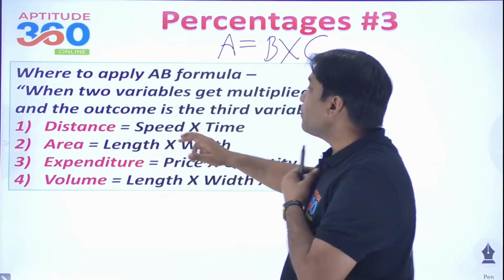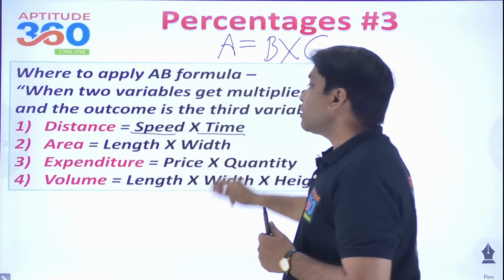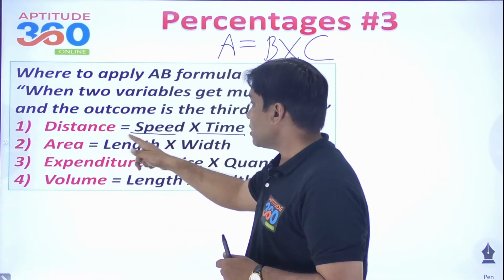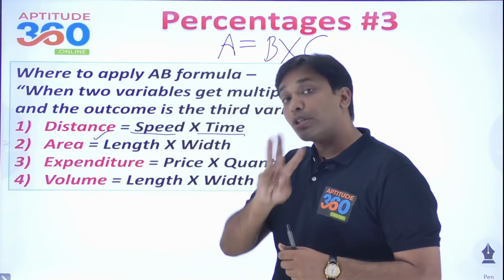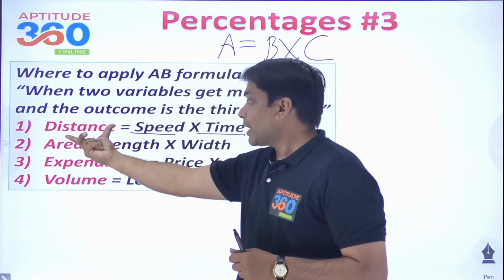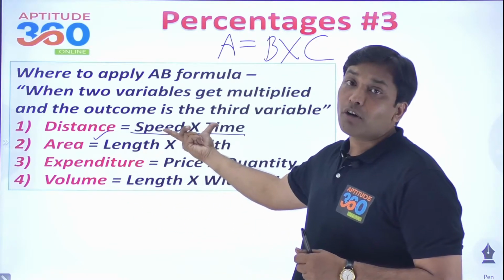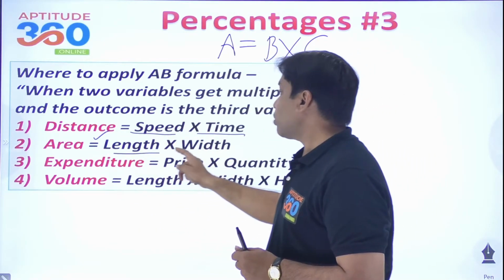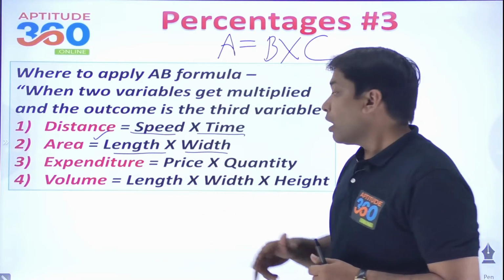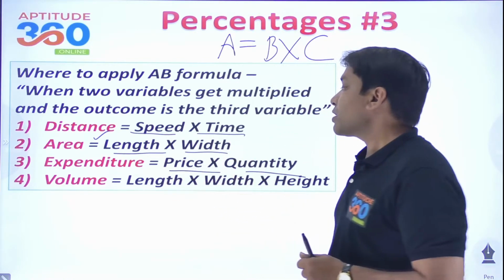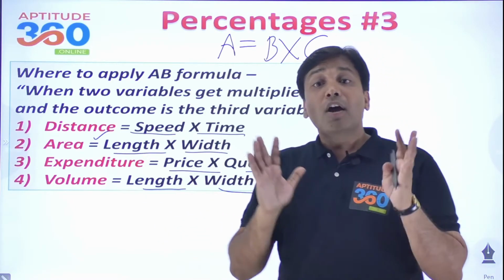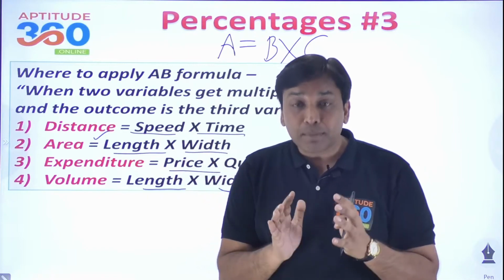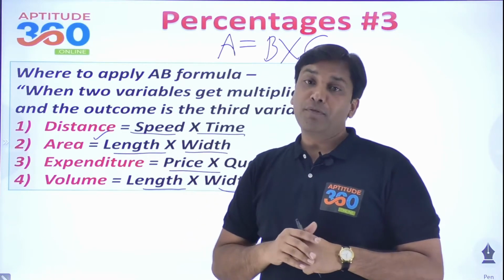Where will this problem come up? Distance is equal to speed into time. Distance is a variable. If you change speed and time, distance will change. So there are 3 variables. This variable is an outcome of the product of these 2 variables. Similarly, area is equal to L into B, or expenditure can be written as price into quantity, or volume is equal to length into width into height. So whenever variables are getting multiplied, you can apply the AB formula.